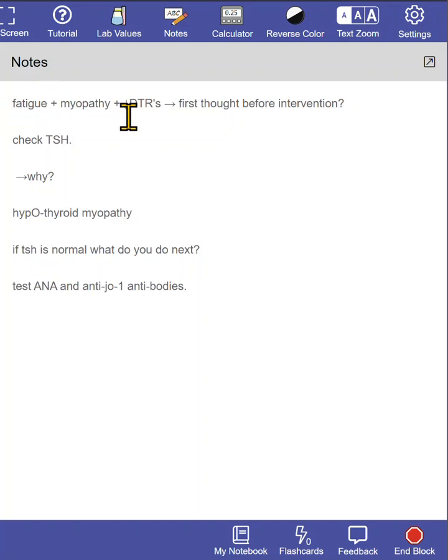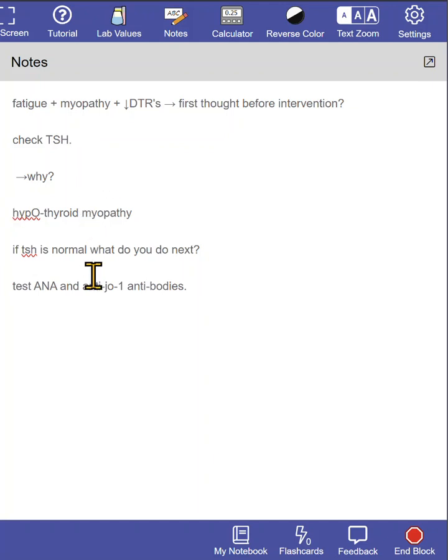Fatigue, myopathy, decreased deep tendon reflexes. The first thought for your intervention should be to check TSH, because this is a myopathy highly associated symptomatically with hypothyroidism. If you have fatigue, decreased DTRs, bradycardia, or weight gain, think about thyroid, so you have to check the TSH. Why? Because hypothyroidism can cause myopathy. Hyperthyroidism can cause myopathy as well, I believe, but hypothyroidism classically.